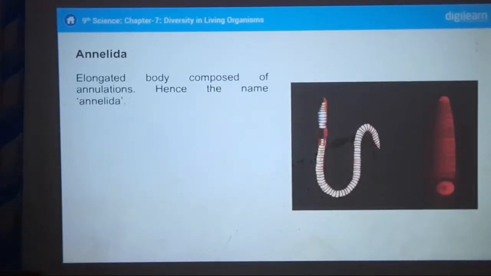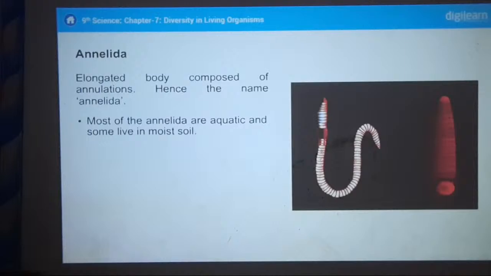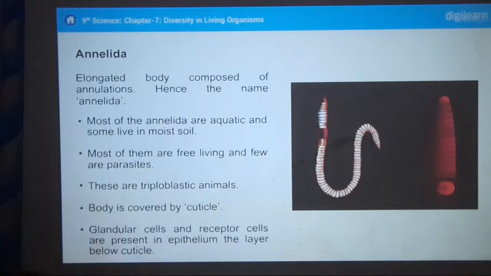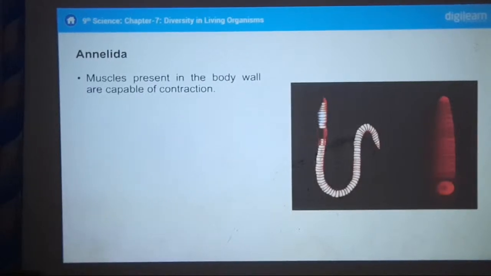Annelida. The elongated body of these animals is composed of partitions or annulations, hence the name Annelida. These animals are mostly aquatic and some live in moist soil. Most of them are free-living and few are parasites. Annelida are triploblastic animals. The body is covered by a thin moist layer called cuticle. Below this layer there is epithelium containing glandular cells and receptor cells. The body wall has muscles which are capable of contraction.